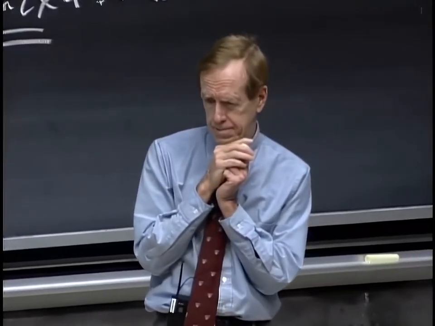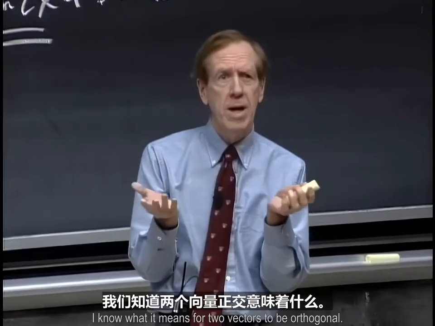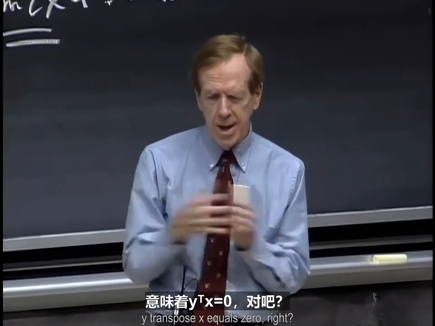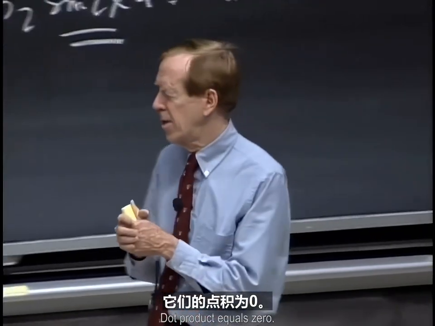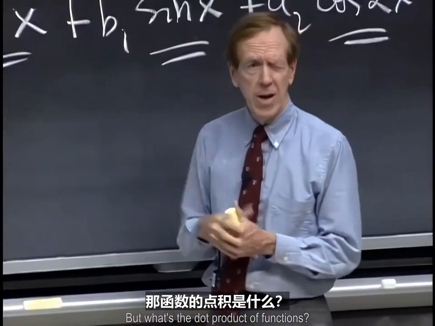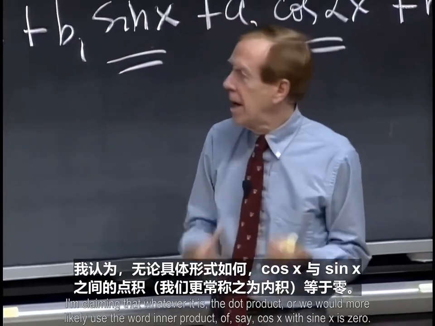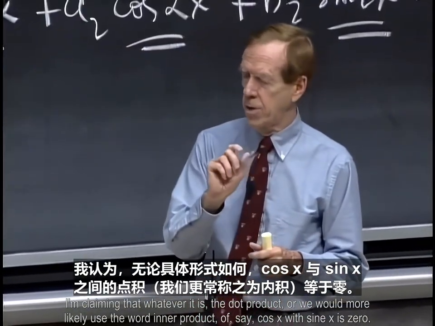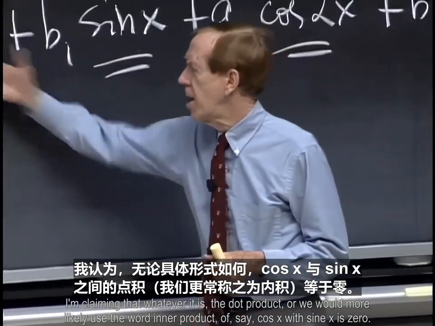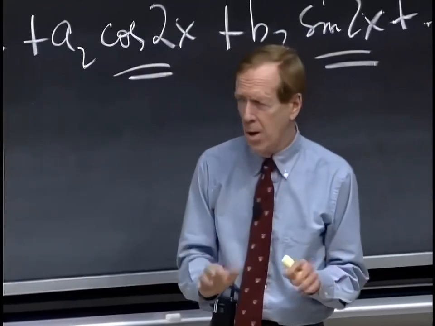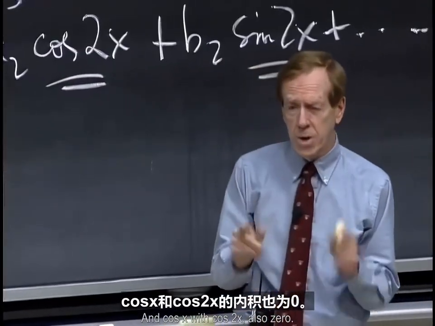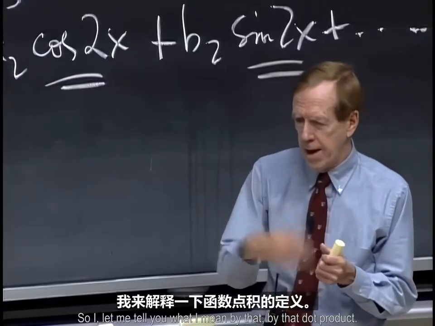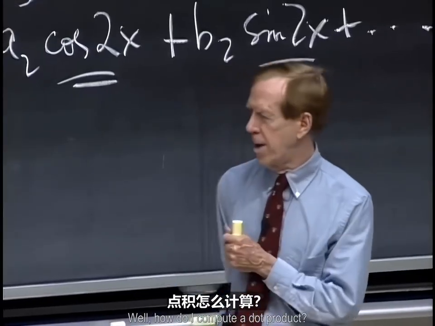Okay, now what do I mean by orthogonal? I know what it means for two vectors to be orthogonal. y transpose x equals 0, right? Dot product equals 0. But what's the dot product of functions? I'm claiming that whatever it is, the dot product, or we would more likely use the word inner product, of, say, cos x with sine x is 0. And cos x with cos 2x, also 0. So let me tell you what I mean by that dot product.